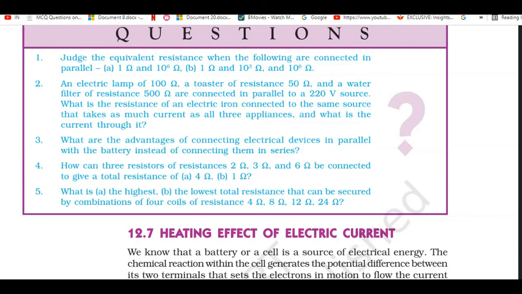Got it, sir. Got the answer? Yes, sir. And when you connect all the resistors in parallel, 1/2 plus 1/3 plus 1/6, are you getting 1? Yes, sir, I got one.